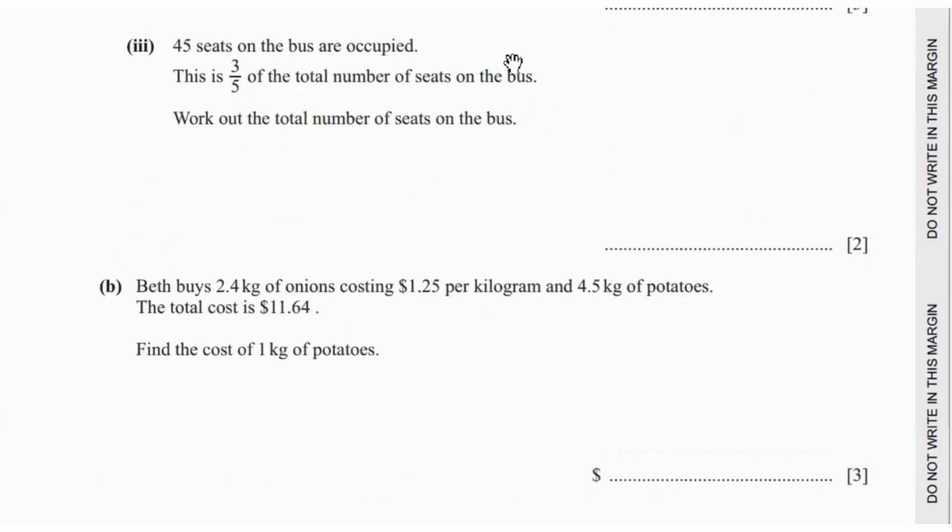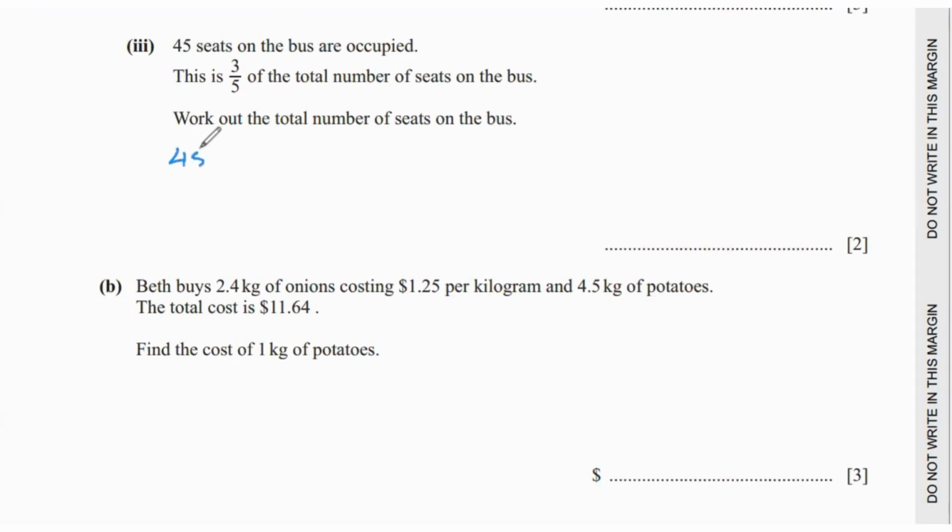45 seats on the bus are occupied. This is 3/5 the total number of seats on the bus. Work out the total number of seats on the bus. So to figure out the total number of seats on the bus, we know that 45 seats are occupied.